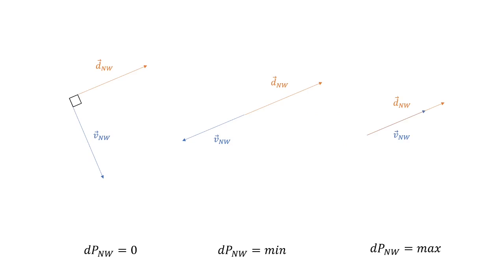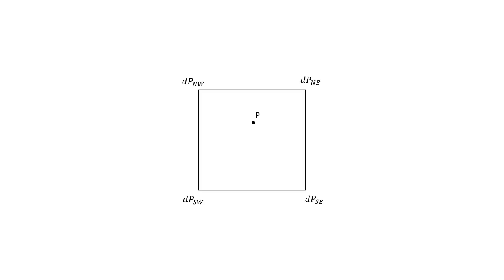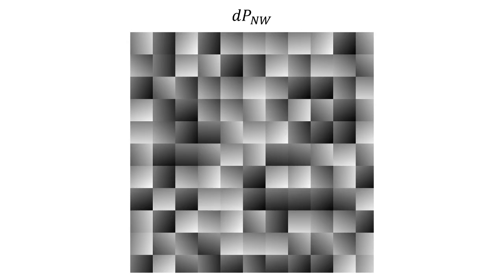In case you are curious how the dot product works, if we have two perpendicular vectors, they will have a dot product of 0. While if we have vectors of opposite directions, they will be at their minimum values, and vectors pointing in the same direction will have their maximum value. So at the end, we will have a dot product value associated with each one of the corners of the square for each point.